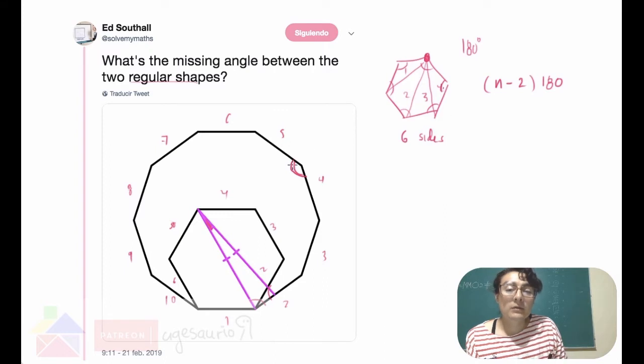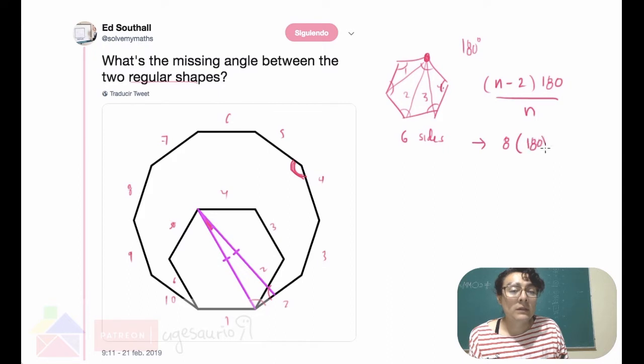But we want to know how much each one is, and all of them are equal. So we divide this by n, right? So in the case of the regular decagon, since it has 10 sides, it will be 10 minus 2, that's 8, times 180 divided by 10. We could cancel the 10. This is simply 8 times 18, right?